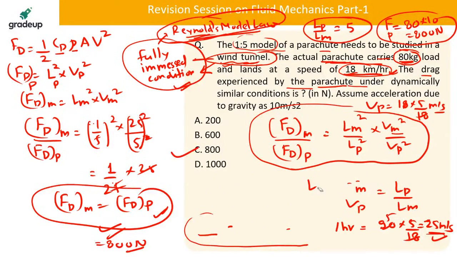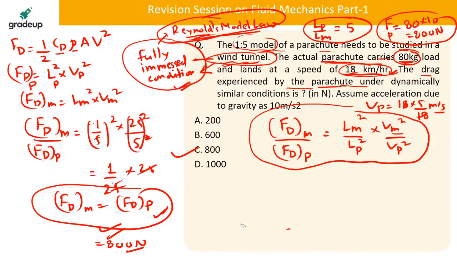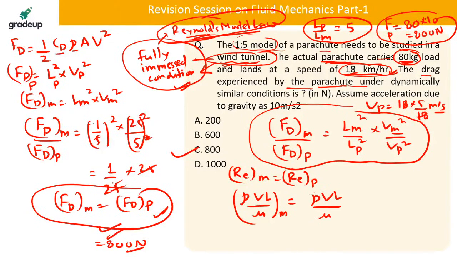Let me write it again here. Why are we using the Reynolds model law? Because the parachute and the wind tunnel come under the fully immersed body, so the Reynolds model law will be applied here. Reynolds number of the model will equal the Reynolds number of the prototype: rho VL by mu of the model equals rho VL by mu of the prototype. Because the parachute and the wind tunnel both use air, air will have the same properties, so this will get cancelled out.